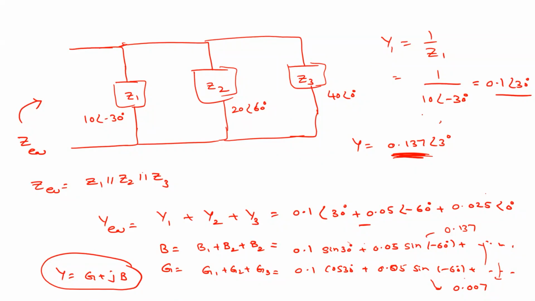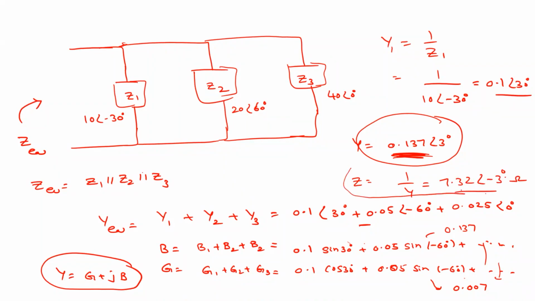So this is the final one. Is it correct or not? Yes, sir. Okay, you can cross check it, no problem. From this, Z is 1 by Y, so 1 by 0.137 is 7.32 at an angle minus 3 degrees. This is the value of Z.